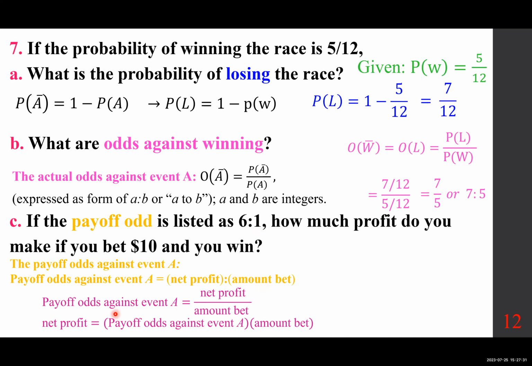So take a look at this one. If you do the cross product again, net profit is the product of these two: payoff odds times the amount of bet. And so 6 to 1, this means 6 times 10, $60.